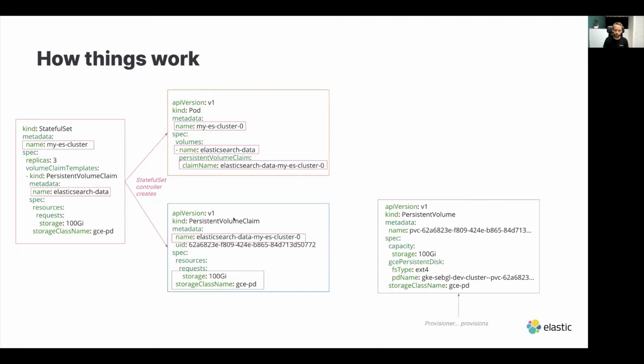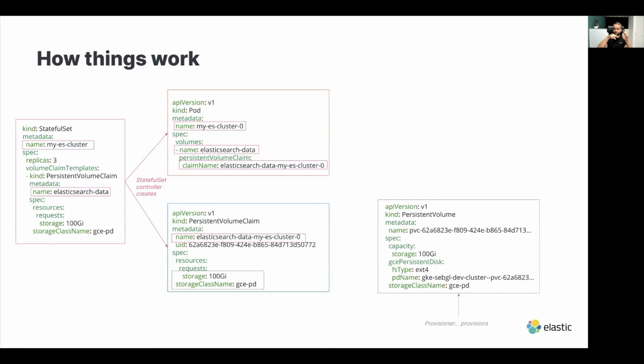And the persistent volume claim is going to reuse the name of the pod, ES cluster zero, prepended to the name of the volume claim that we declared in the StatefulSet, which is also used in the pod definition itself. So we have this relationship between the naming of all that stuff. There's some sort of implicit relationship between those.